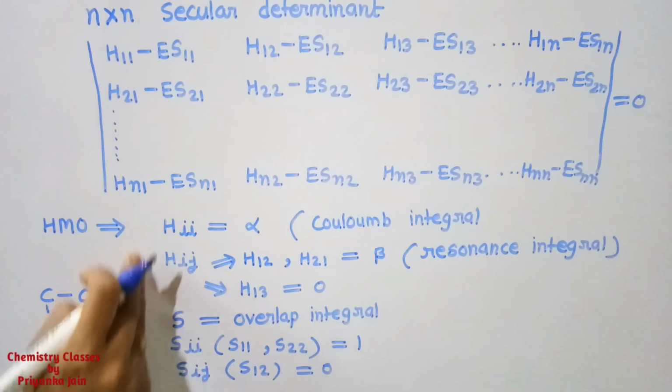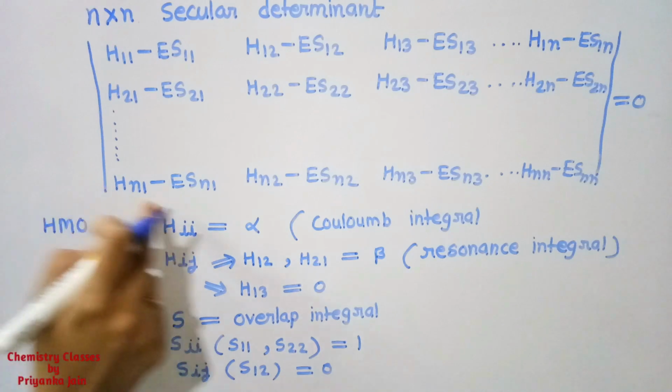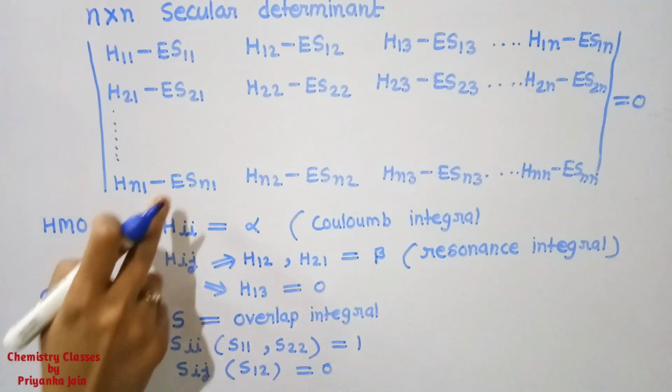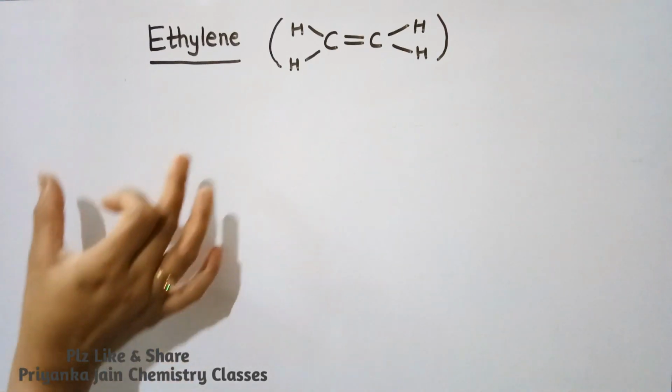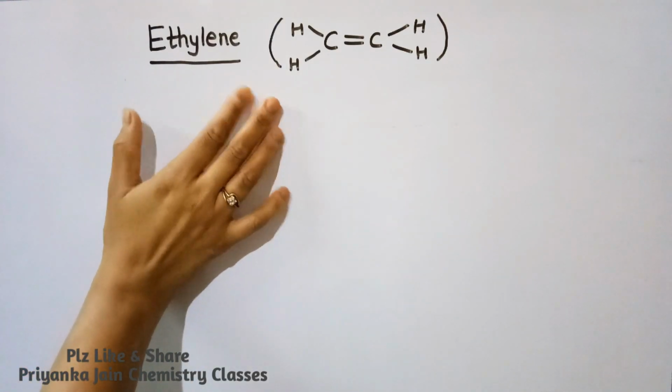Okay, so we have to put all these values in this determinant and then find out the roots of this determinant so that we can find out the value of energy. So firstly we are seeing the example of the simplest molecule, the ethylene molecule. Actually it is not a conjugated system, but it deals well with the HMO. It means HMO theory gives a better result for the ethylene molecule. So firstly we will consider the ethylene molecule.